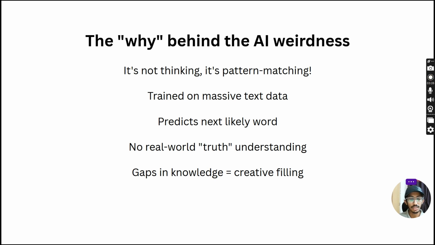So if there are gaps in its training data, or if your prompt is a bit ambiguous, it can start to fill in the blanks creatively. And because it doesn't have a real world truth compass or common sense like we do, those creative fill-ins can sometimes be pure fantasy, even if they sound convincing.